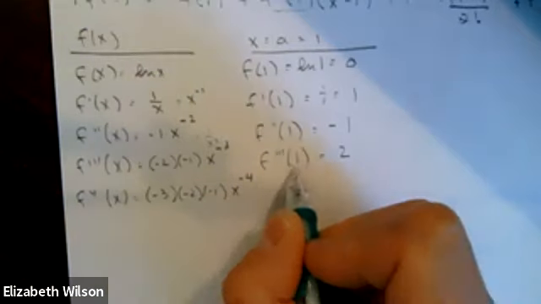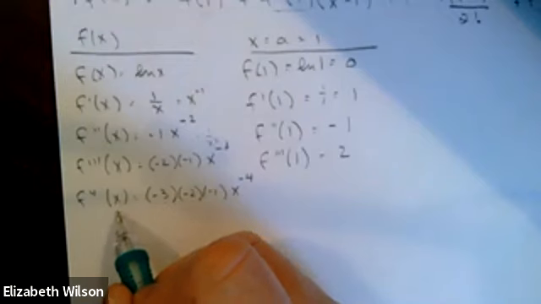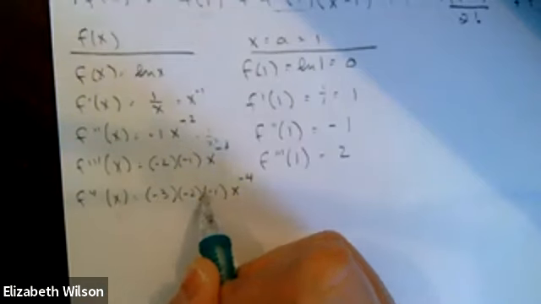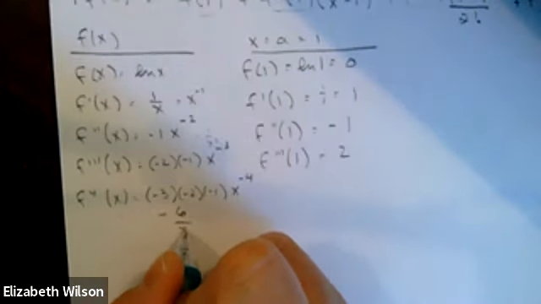So I'm not going to evaluate that at a equals 1 or x equals 1 because I'm going to use this in my error calculations to calculate my z. Okay, so this is negative times negative times negative. So this is minus 6 all over x to the 4th. This is what we're looking at for our fourth derivative. Okay, so keep that in mind because we're going to use that later.